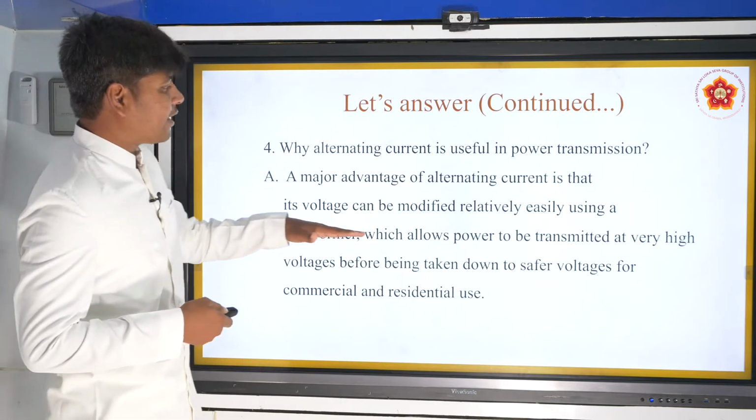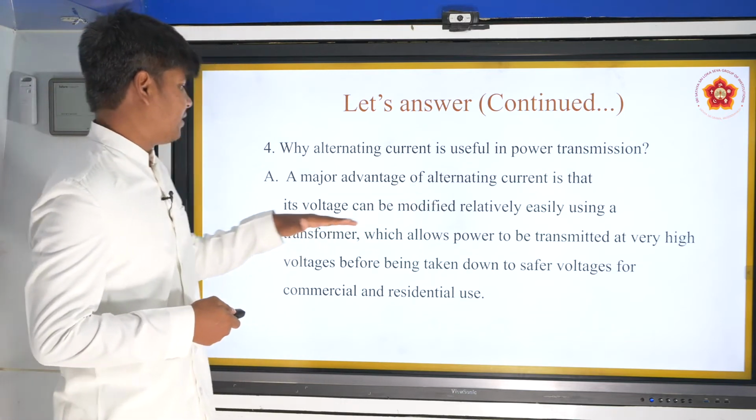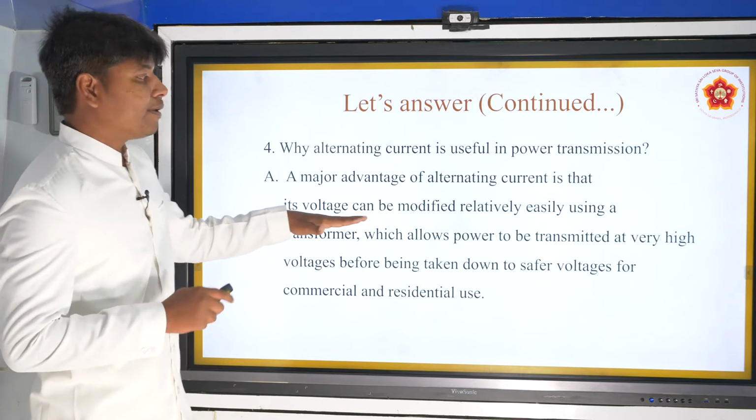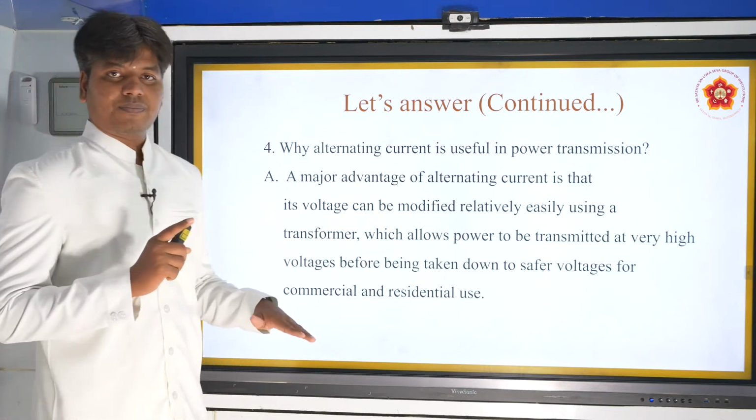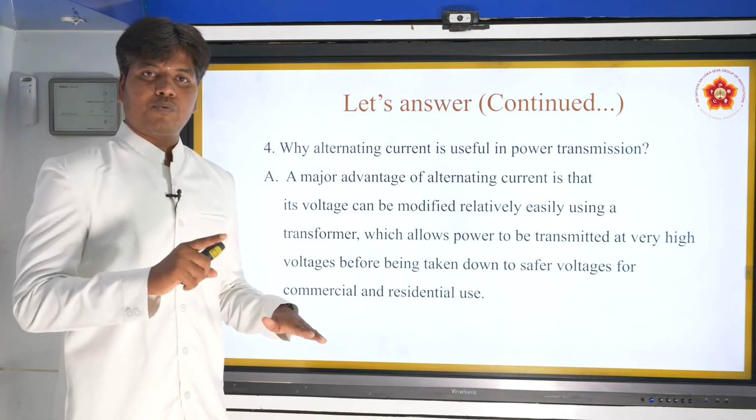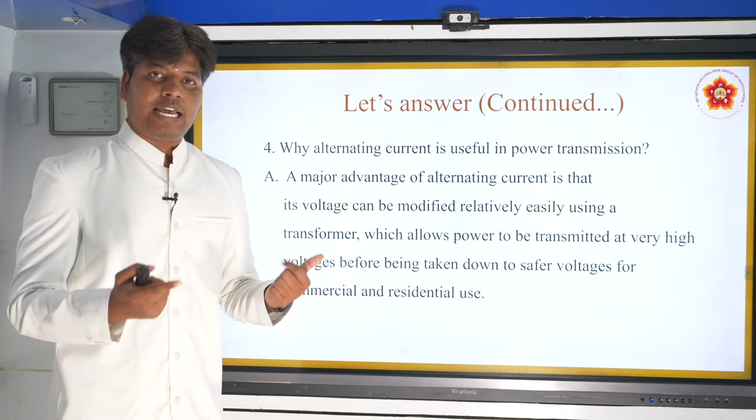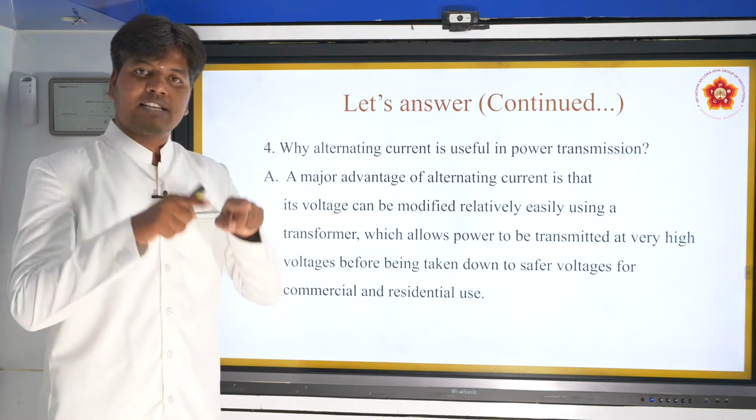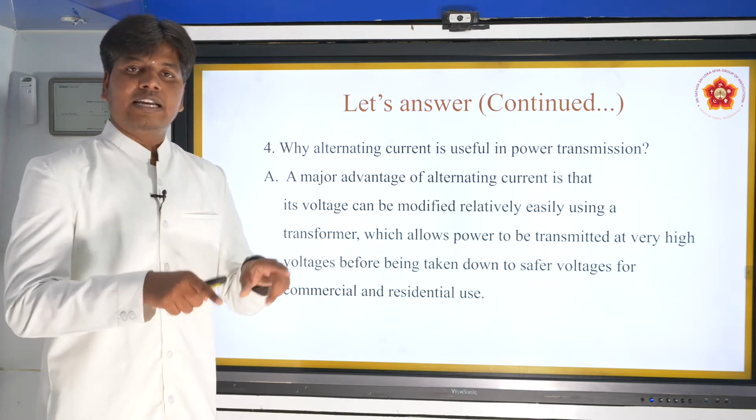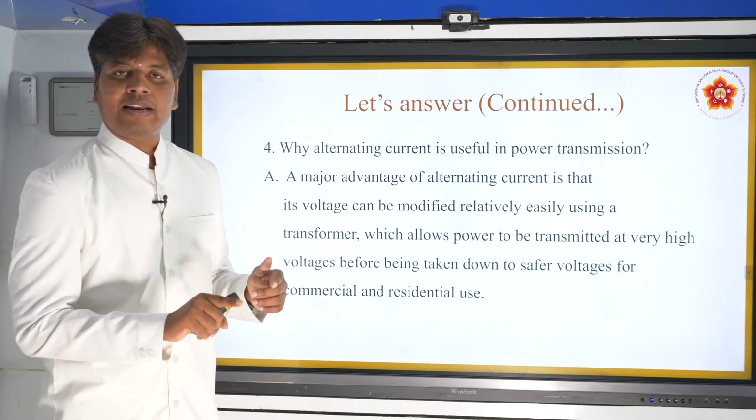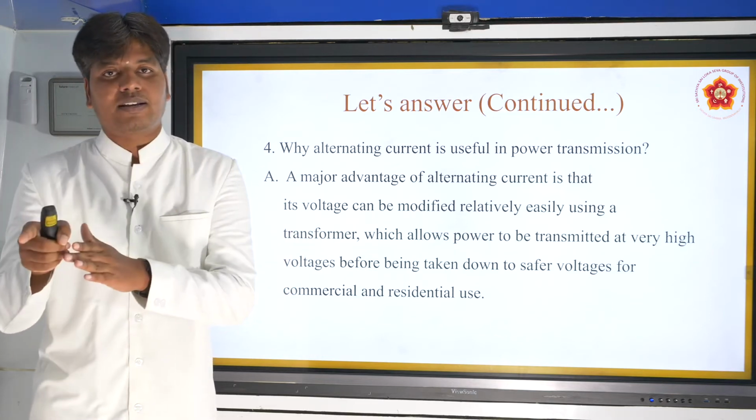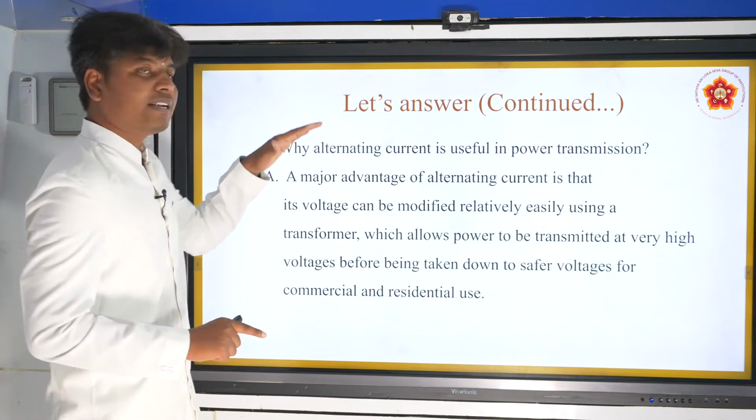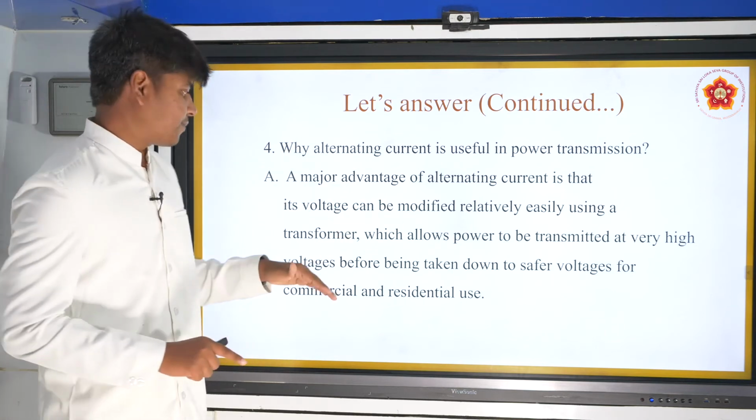A major advantage of alternating current is that its voltage can be modified relatively easily using a transformer. Right? In a transformer, what? Transformer works on electromagnetic induction. If anything has to work on electromagnetic induction, it needs to alter the magnetic field. When can we alter the magnetic field? If you have a variable current. So alternating current is useful in the transformer.